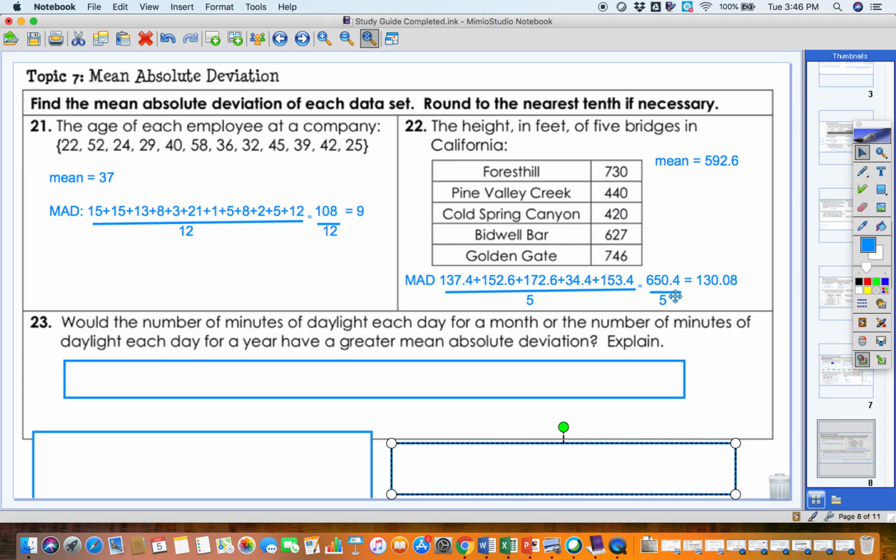So 650.4 divided by 5 is 130 and 800ths. If you want to round that to 130 and 1/10, that's fine.